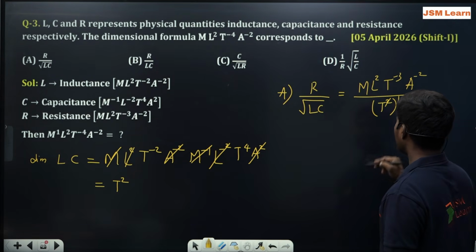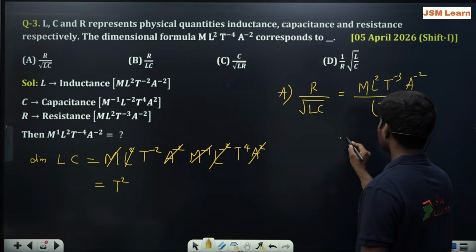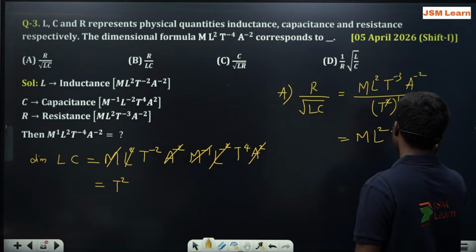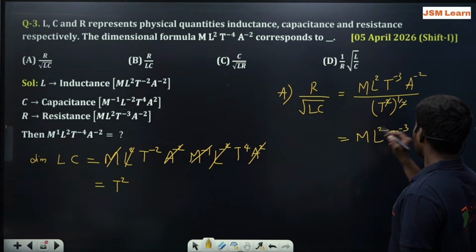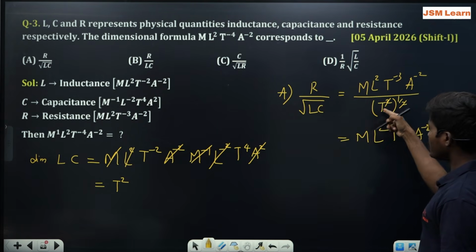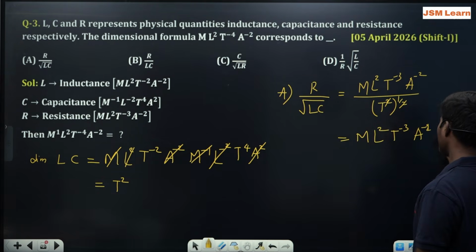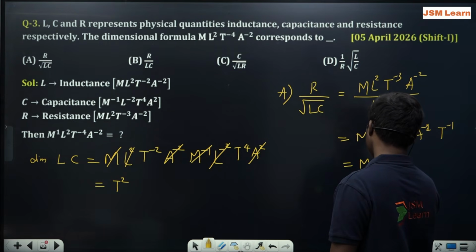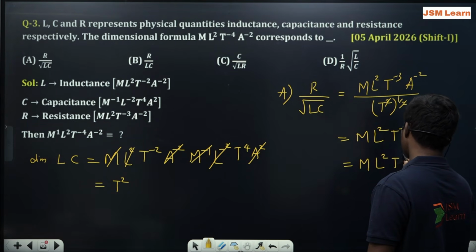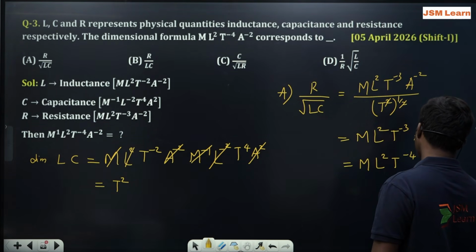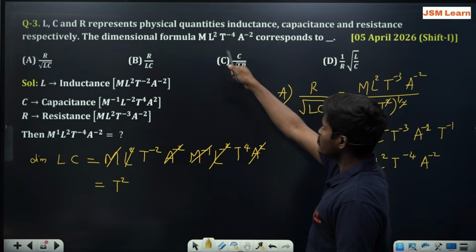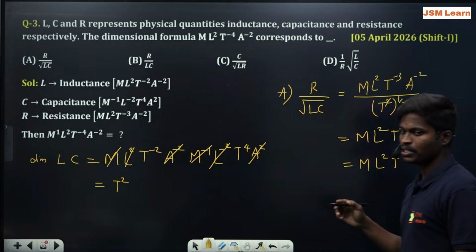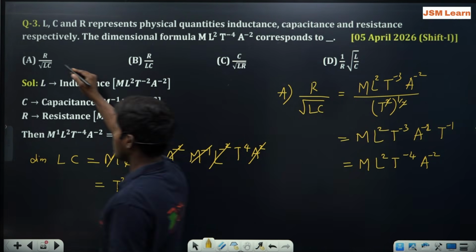So if these two get cancelled, what is left? ML2 T minus 3 A minus 2, and in the denominator T power 1 is there, when it goes to the numerator it will become T power minus 1. So overall the dimensional formula is ML2 T minus 4 A minus 2. So the given question is ML2 T minus 4 A minus 2. It is exactly matching with the first option. Without any delay we can choose option A.